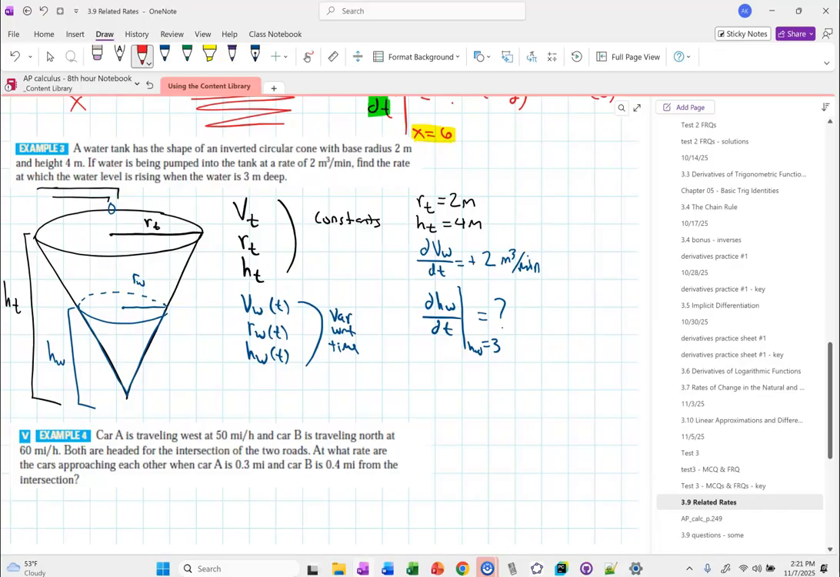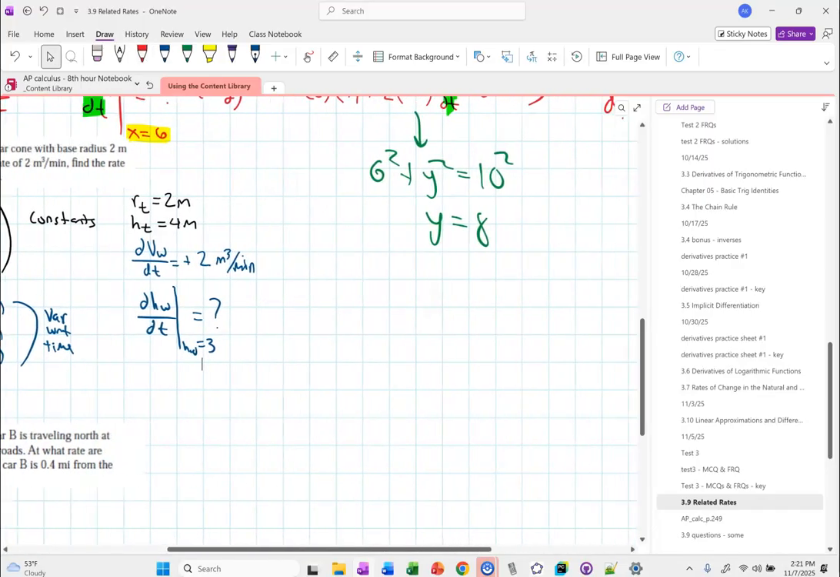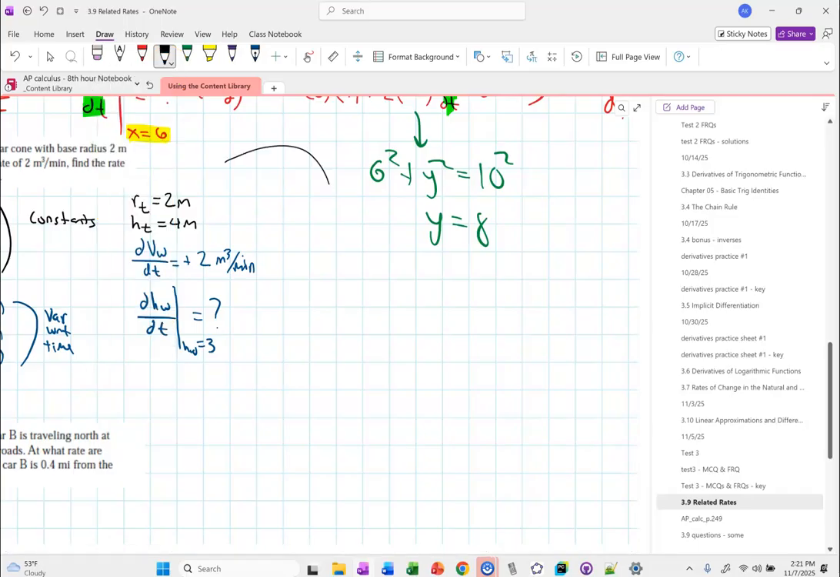Does anybody remember the volume of a cone formula? 4/3... that's a sphere. Pi r squared. So the volume for a cone is 1/3 pi r squared h. And since we're talking about the water and not the tank, I'm going to put the water subscripts on there.